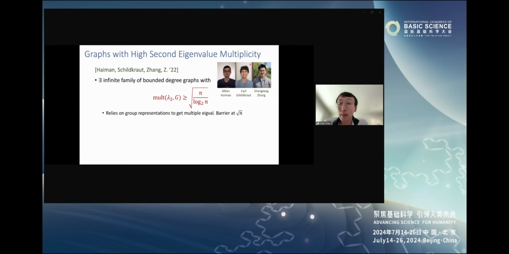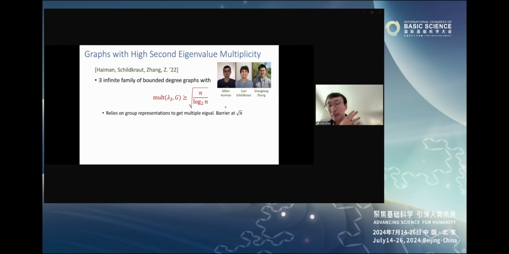The best lower bound that we have, and this is joint work with three then-undergraduates who have all gone on to grad school: Milan Hyman, Carl Schildkraut, and Shengtong Zhang. So we proved a lower bound that is roughly square root of n.